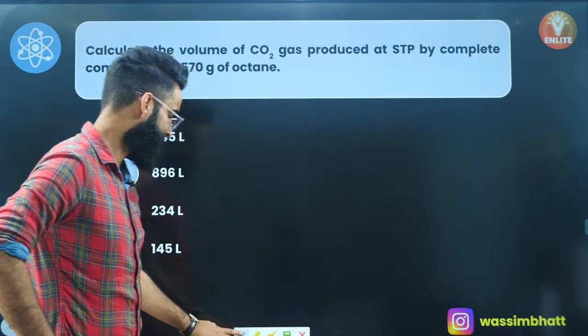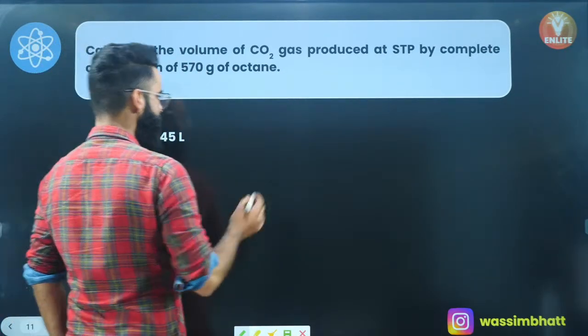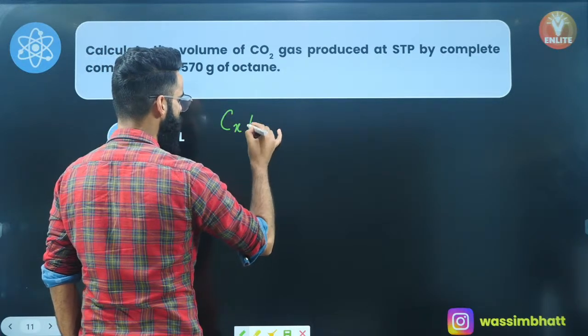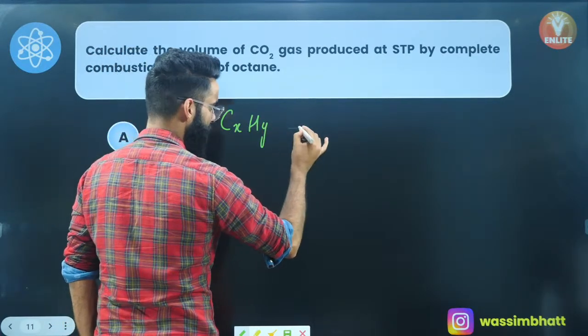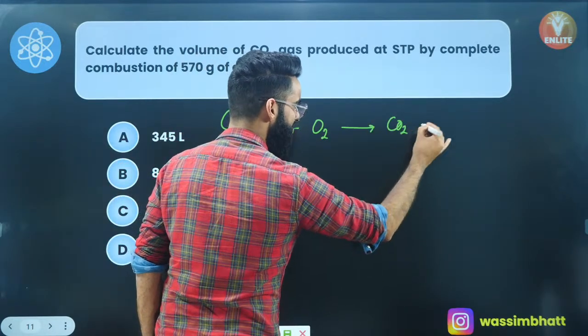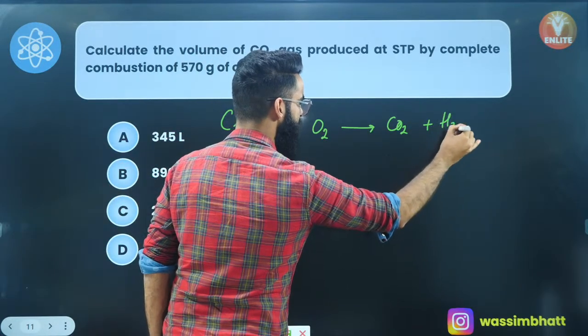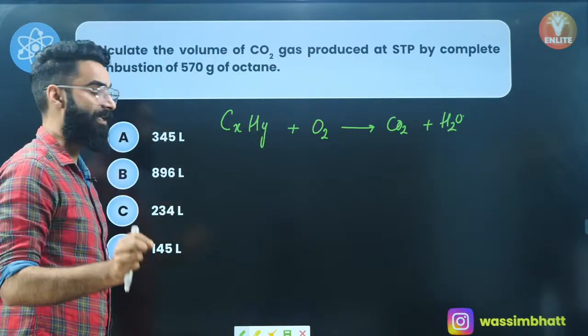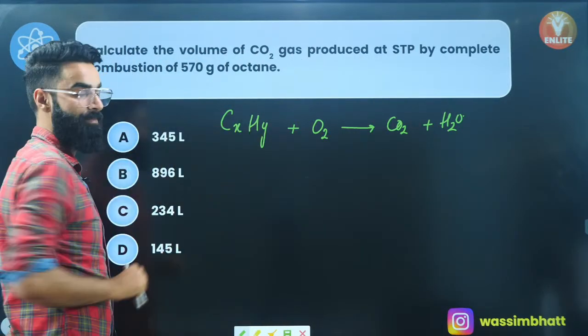First of all, if I take a hydrocarbon CxHy and do its combustion, it will always lead to the formation of carbon dioxide, and with this carbon dioxide you'll be writing water as well, right? Now, let me tell you the first thing, balancing this combustion reaction.